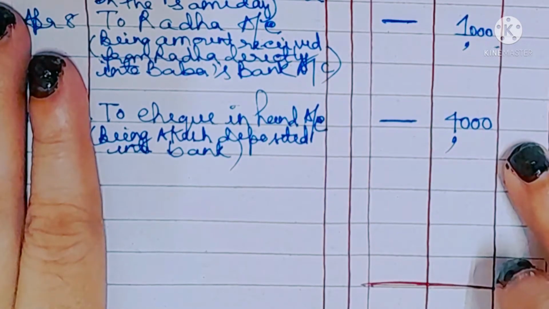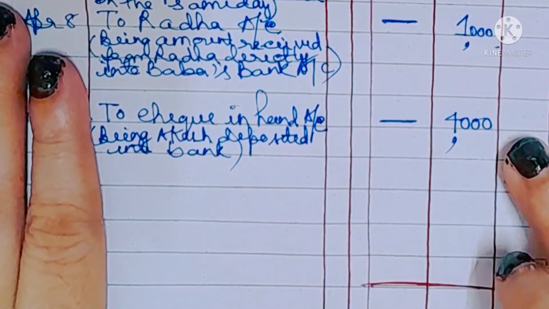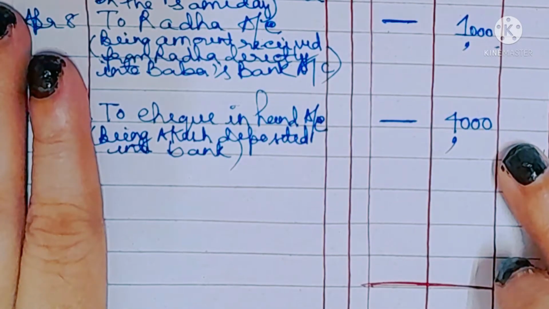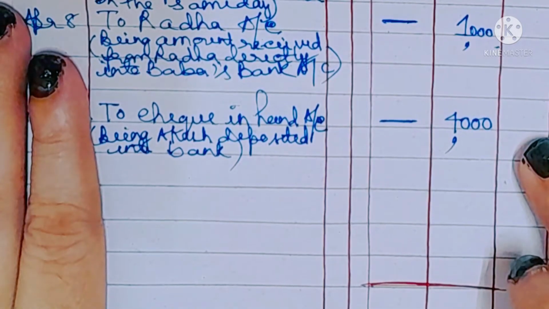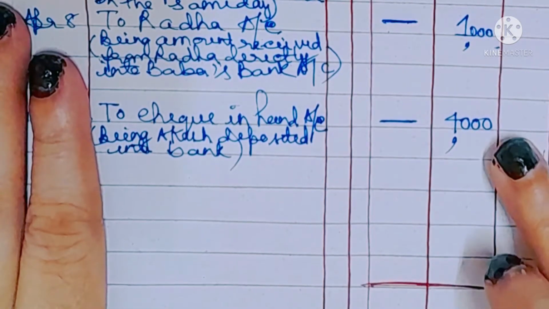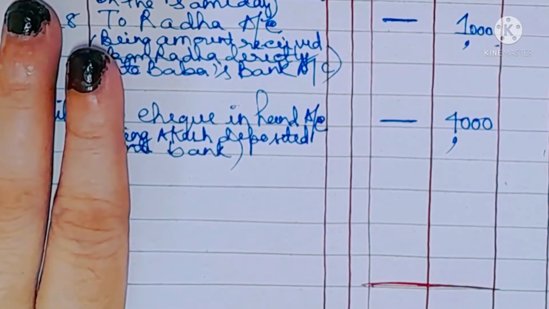Bank account comes under personal account. According to personal account, the receiver of the benefit is debit. Here, when Akash check is deposited into bank, the bank is the receiver of the check. So, bank account will be debited by 4,000. Okay, now let's see the next transaction.